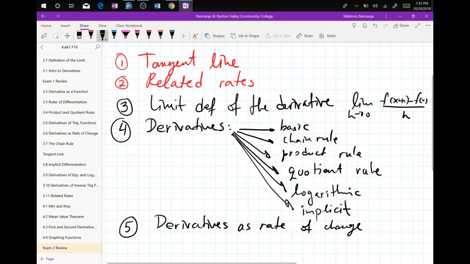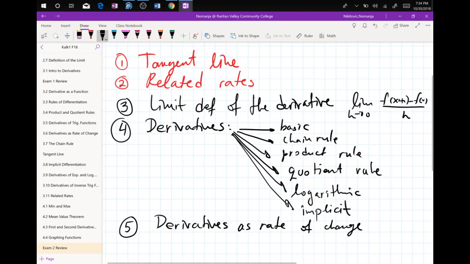Any exam 2, 3, or final without a tangent line is a garbage exam. I don't care who wrote it, because the tangent line is the focus of Calculus 1. The tangent line measures the change. The tangent line is the derivative, right? The slope is the derivative at the point.